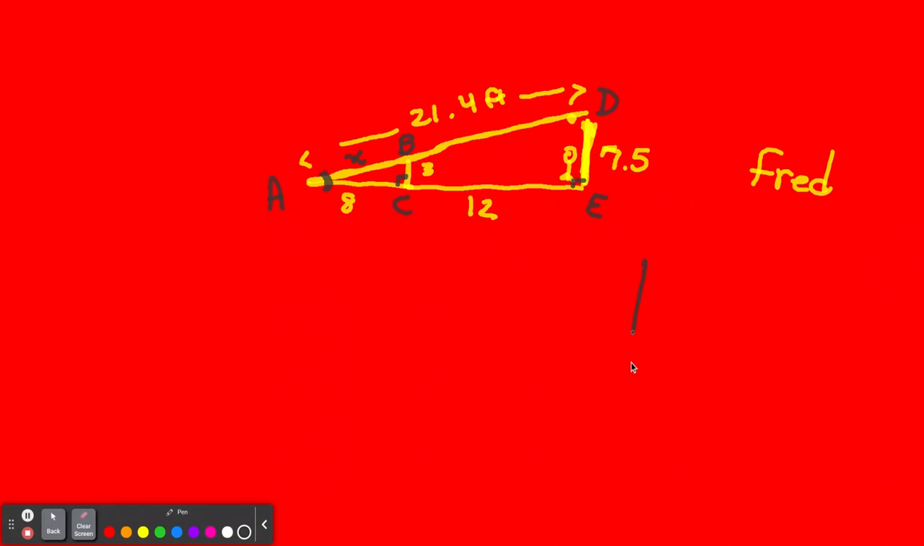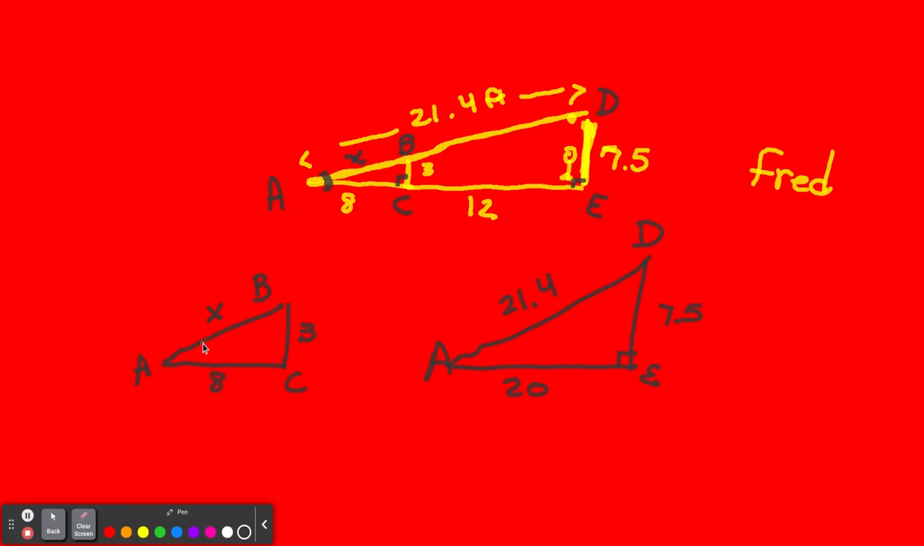We could break up these triangles. So we have one triangle here, we said that was A, D, and E. That's 7.5. And over here is 20, because 12 plus 8 is 20. Right? And over here we have 21.4 feet. Then on our smaller triangle over here, we have A, B, C. And we know that this is 3 feet. That's the net. That's 8 feet, and we're just trying to find x.